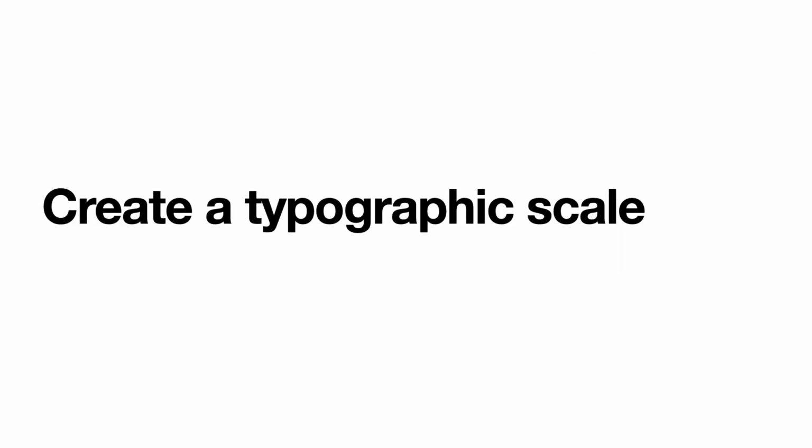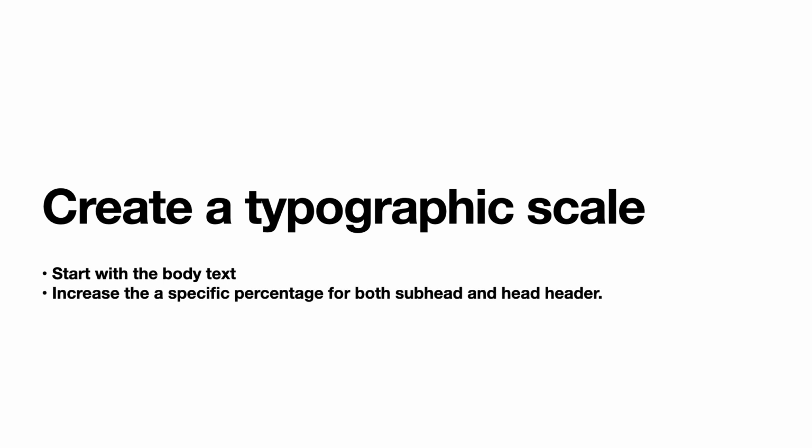Another thing to do to keep things consistent is to use a typographic scale. So you want to start with your body text, because that is usually where the most amount of text is that you're going to be reading. Then increase a specific percentage for both the subhead and the header. For instance, if you've got a 9-point body, then doubling it to 18-point and then tripling the 9-point to a 27 would give you a nice sense of scale.